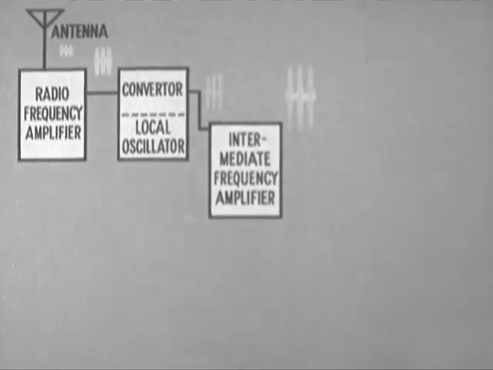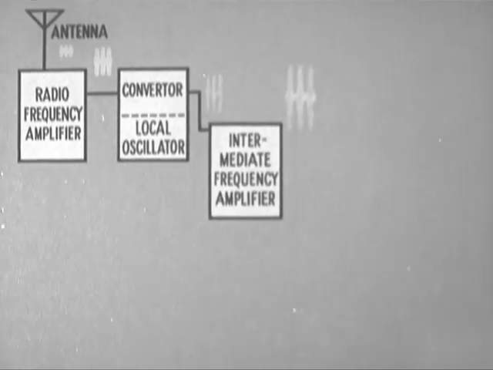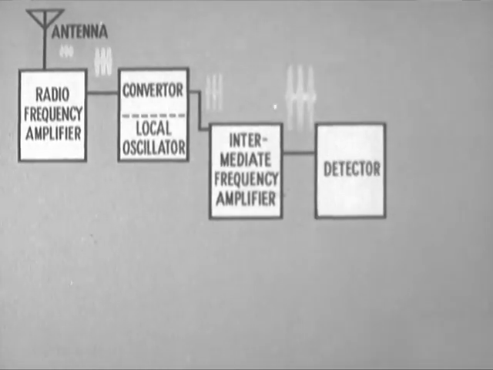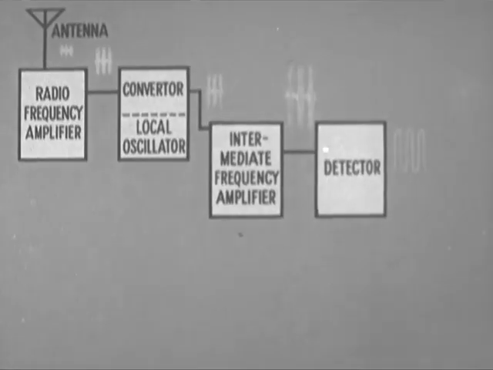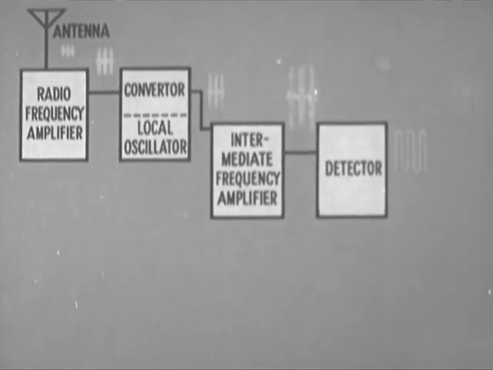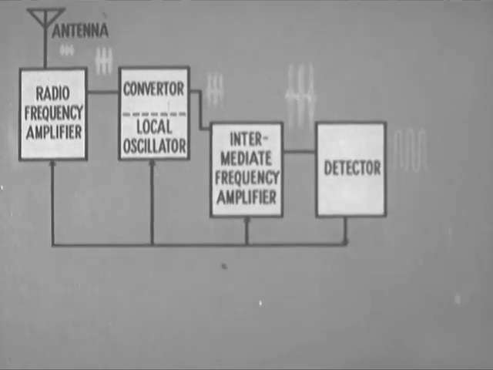Although the carrier frequency has been changed, the carrier envelope has not, and it still contains its original message. The strong IF signal goes into the detector, where it is split into its two original parts. The audio signal goes to this output. The carrier is converted to negative direct current, filtered, and sent back to the three preceding stages where it automatically controls the gain, making the receiver more sensitive on weak signals and less sensitive on strong signals.